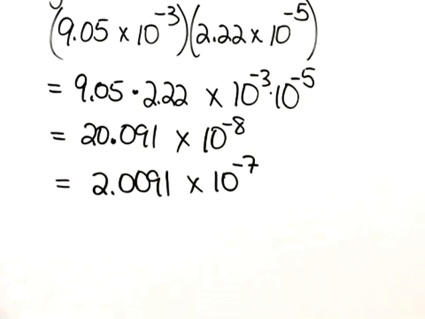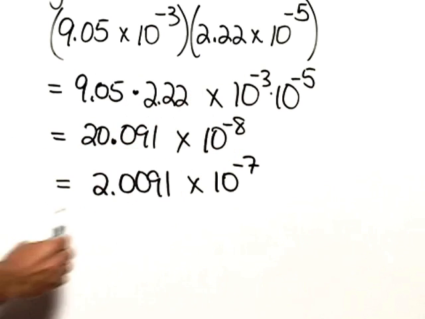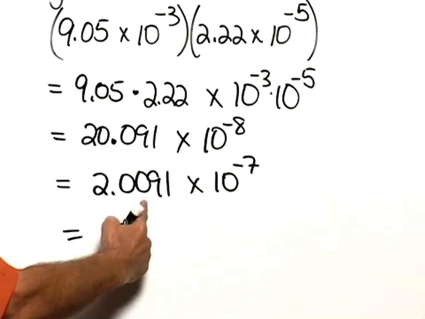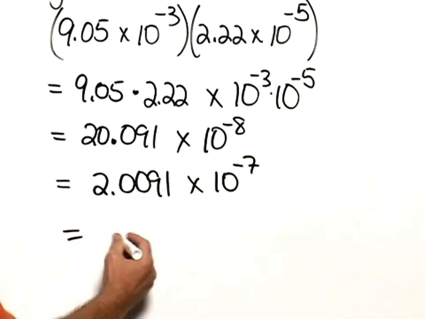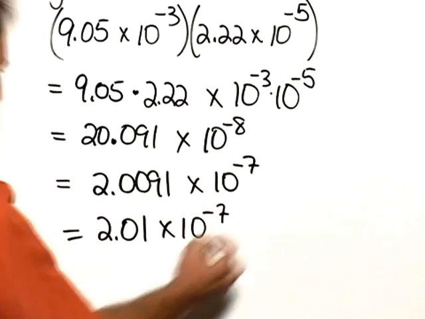Then, in terms of putting this with significant digits, we know that in the original problem, the numbers had 3 significant digits, and therefore our answer must have 3 significant digits. So rounding this off, we would round it off to this position, which means we change it to a 1, 2.01 times 10 to the negative 7.